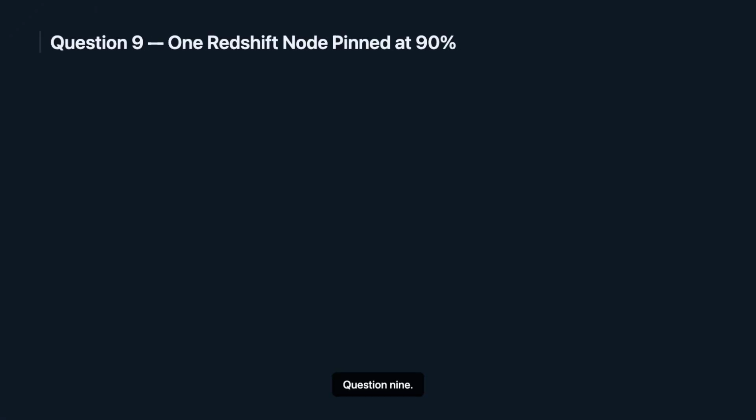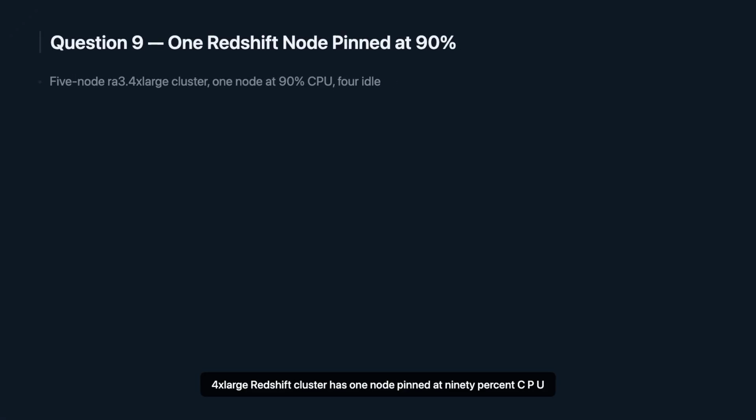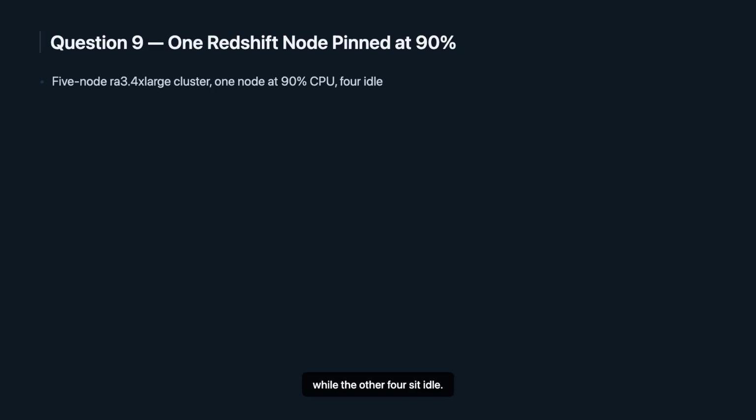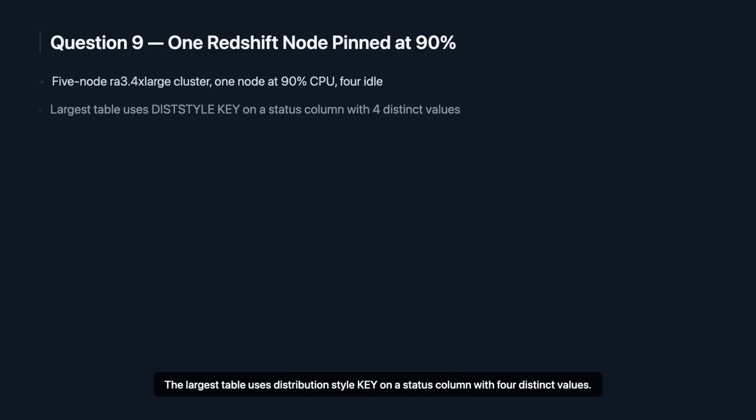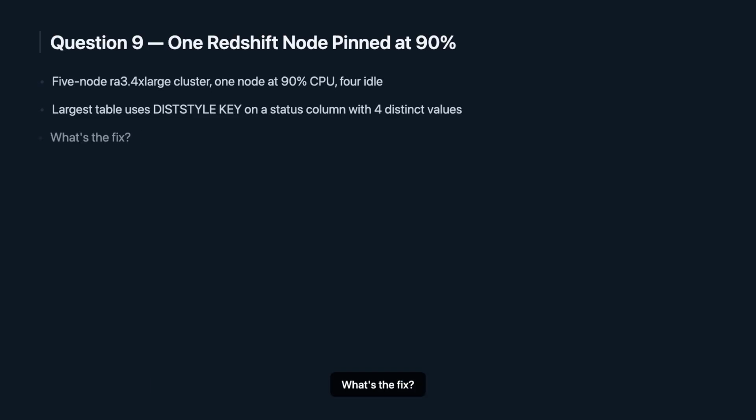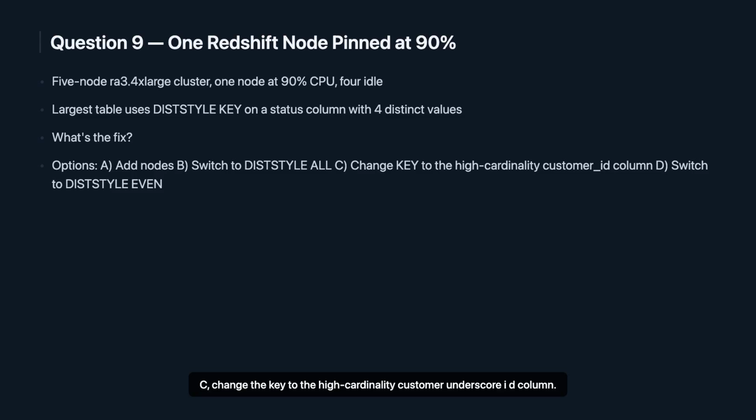Question 9. A 5-node RA3.4xlarge Redshift cluster has one node pinned at 90% CPU while the other 4 sit idle. The largest table uses distribution style KEY on a status column with 4 distinct values. What's the fix? A. Add nodes. B. Switch to distribution style ALL. C. Change the key to the high cardinality customer_id column. Or D. Switch to distribution style EVEN.